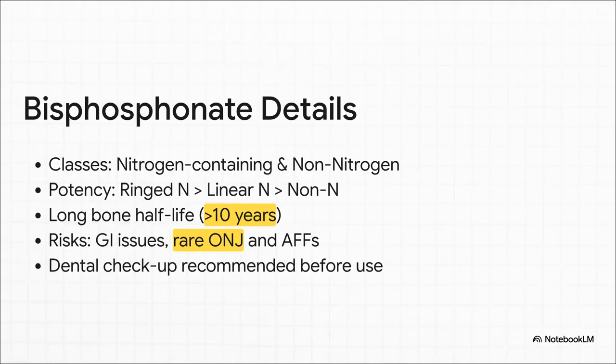So let's talk about the clinical side of things, what you actually need to know. We have our two main classes, the nitrogen-containing ones, like alendronate, and the non-nitrogen ones, like etidronate. And there's a clear potency difference. The ones with the nitrogen in a ring structure are the strongest. From a drug in the body perspective, they are absorbed very poorly when taken orally. They don't stick around in the blood for long, but, and this is the key part, once they get into bone, their half-life can be over 10 years.